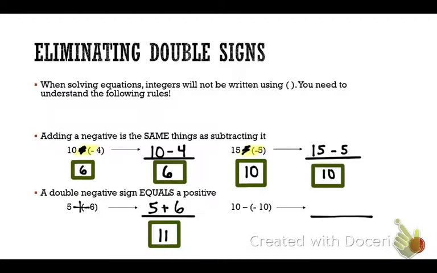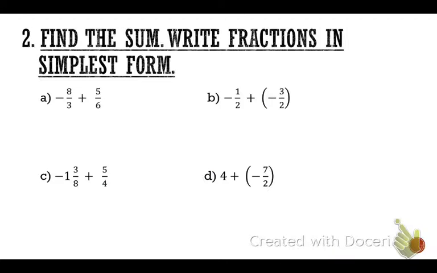What did you guys get? 20. Good job, because it means the same thing as 10 plus 10, and 10 plus 10 does equal 20. Any questions about how to eliminate double signs? Okay, we're going to use all those rules that we've talked about to help us with this next section. Find the sum and write the fractions in simplest form.